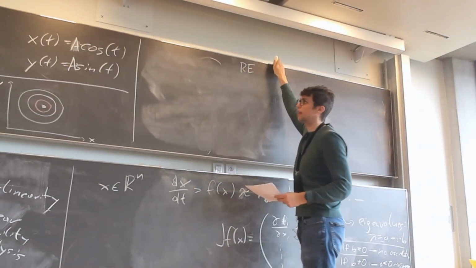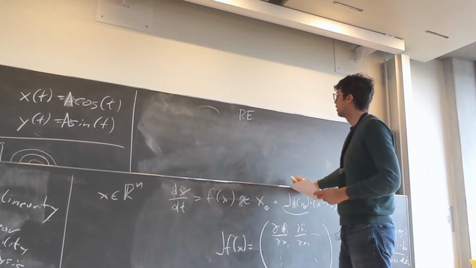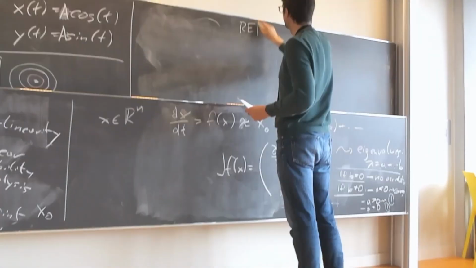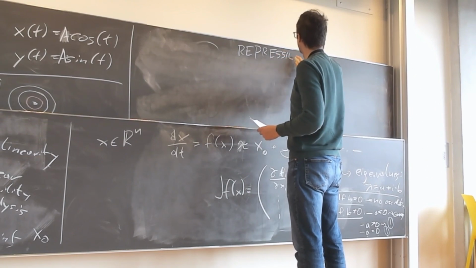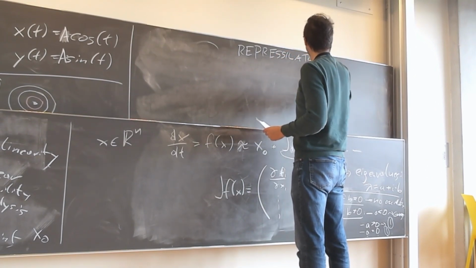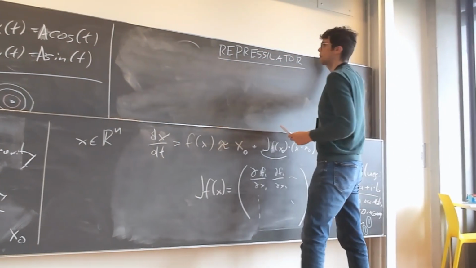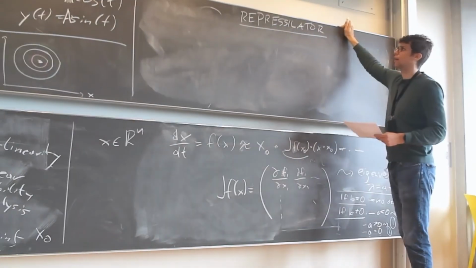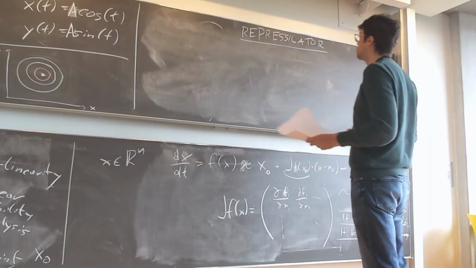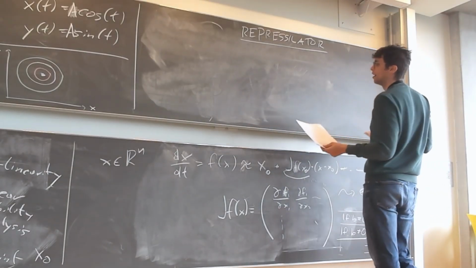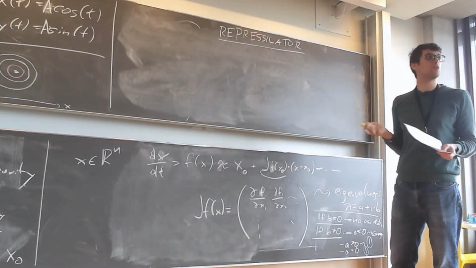And then let's look at what's called the repressilator. The repressilator has two qualities to it. The first one, it's an oscillator. The second one, that's built by repression.